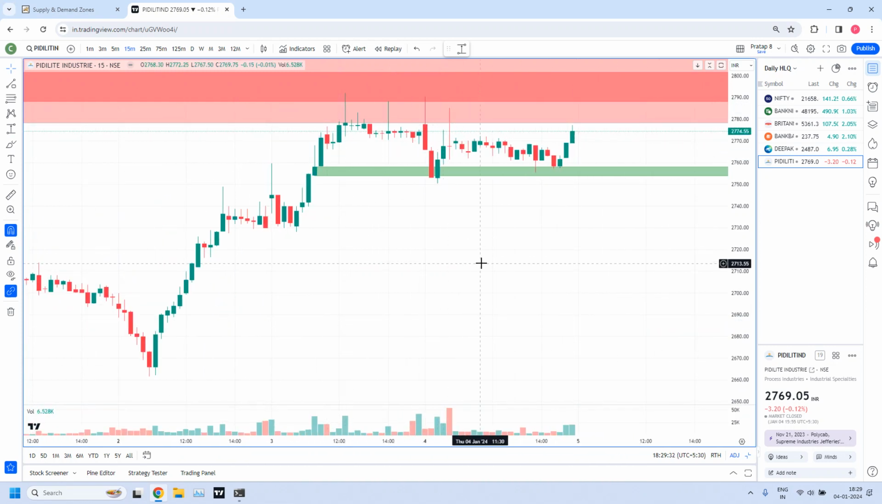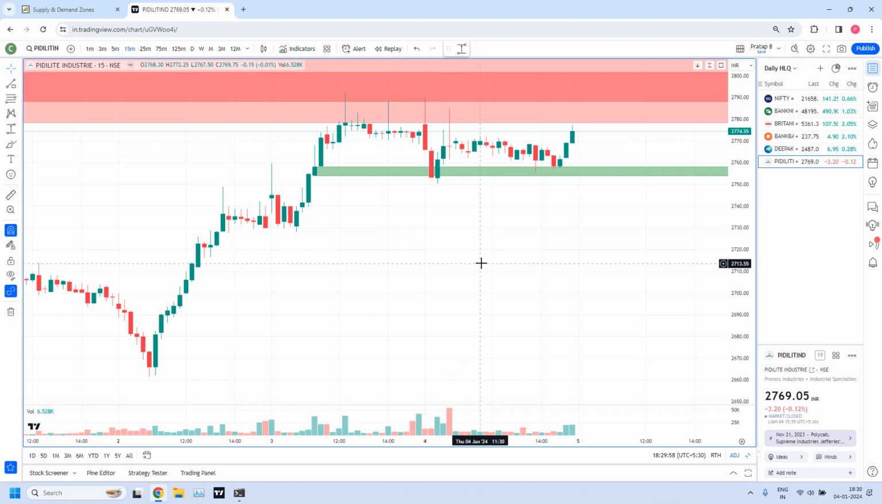And Pidilite Industries has given 7,537 rupees profit, which is 6.12% return on the investment as per one future slot. So we got very good successful trades today. So this is about the high liquidity zones generated from our yesterday's report.